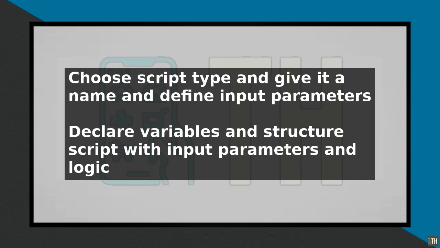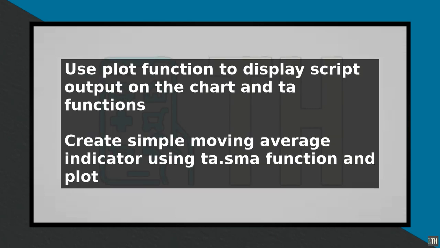The script is typically structured to start with input parameters, followed by variable declarations, and then the main logic of the script. Use the plot function to display the output of the script on the chart. For example, to create a simple moving average indicator, use the ta.sma function, which calculates the simple moving average of a given length. Then use the plot function to display the moving average on the chart.